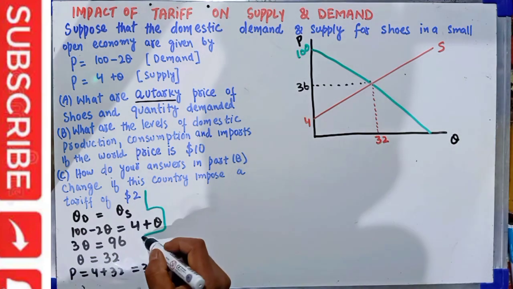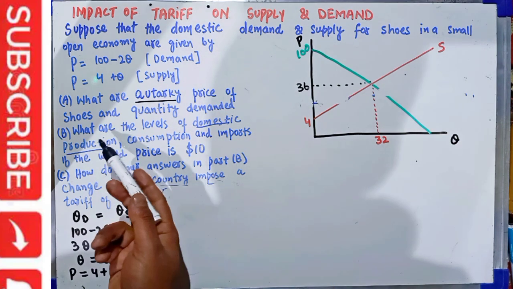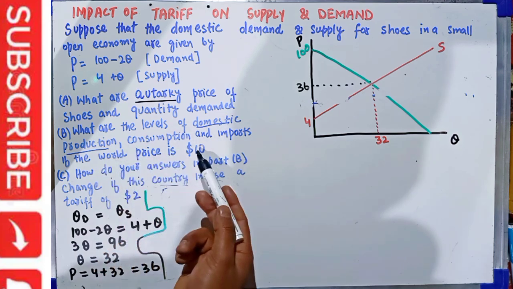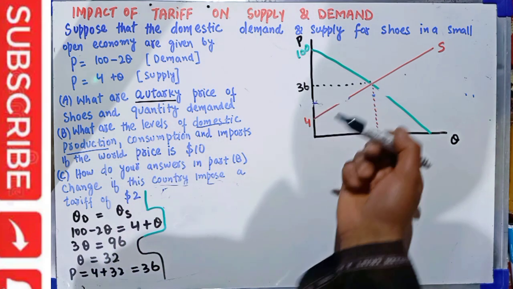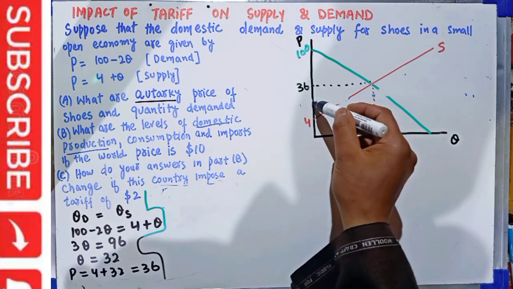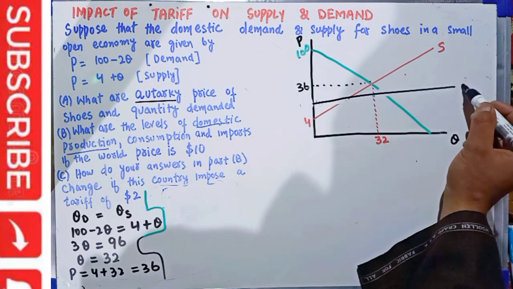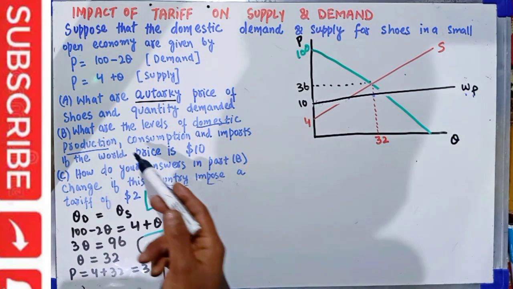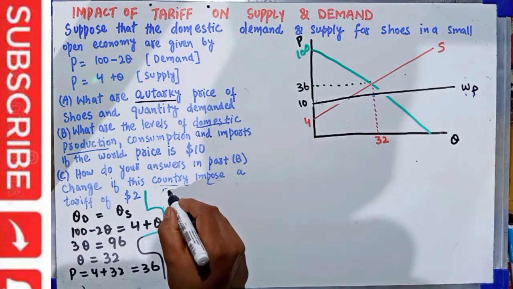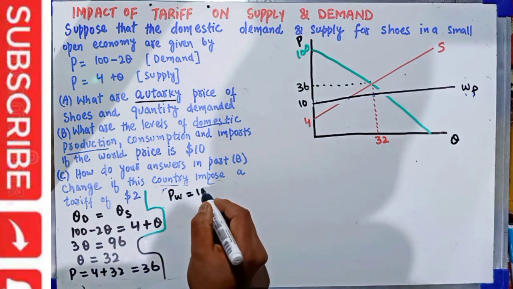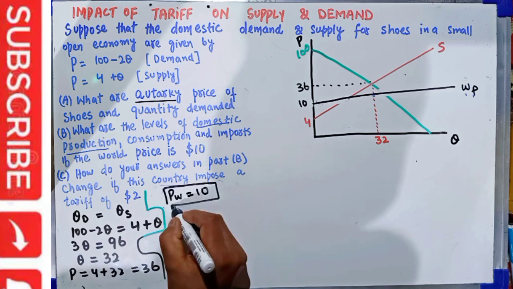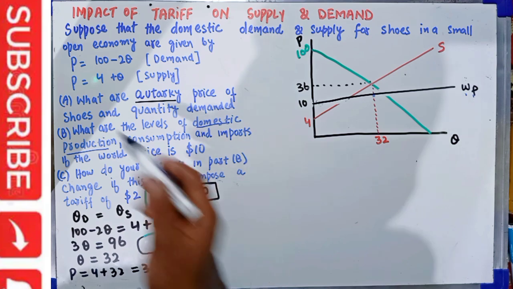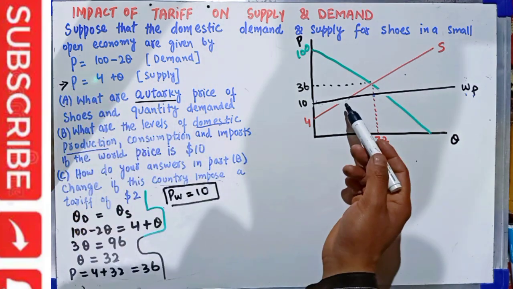The next part tells us to find the levels of domestic production, consumption, and imports if the world price is $10. So when the world price is $10, which is below the autarky price, let us draw the world price here. We need to find the domestic production, consumption, and imports. To find the domestic production, we simply plug the world price into the supply function.